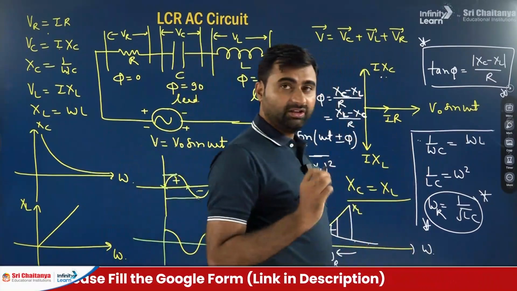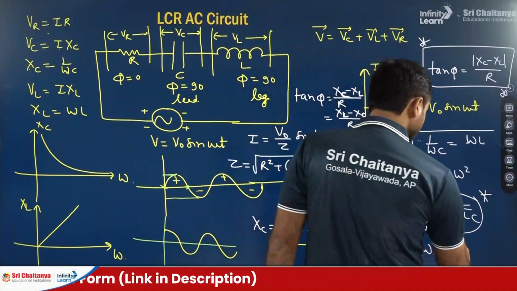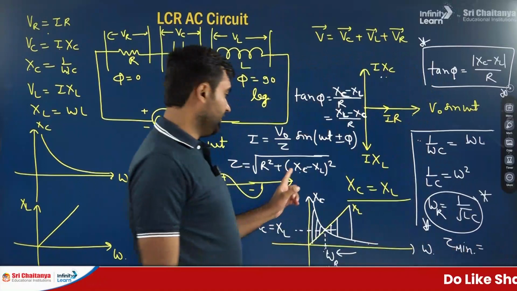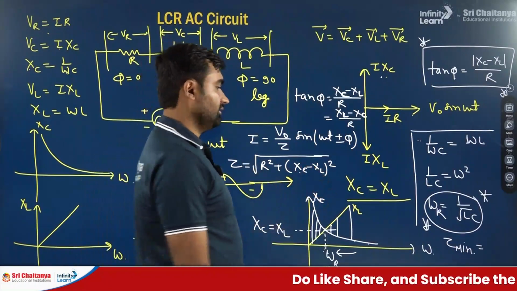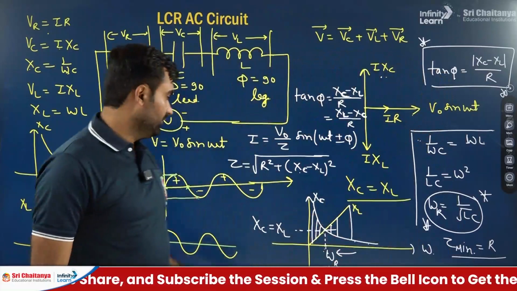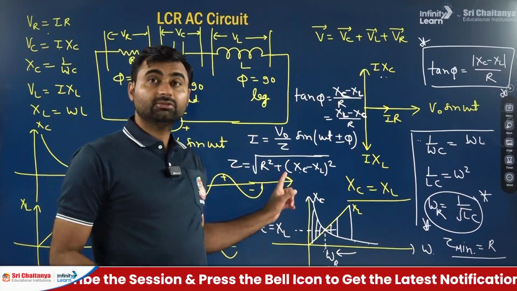Means for this particular case, Z will be minimum. And how much? If both are equal, both will cancel out, only R remains. So this is equal to R. In other cases, the Z value will be more than R.